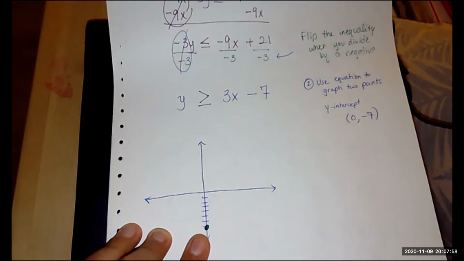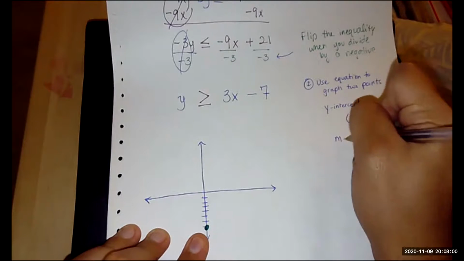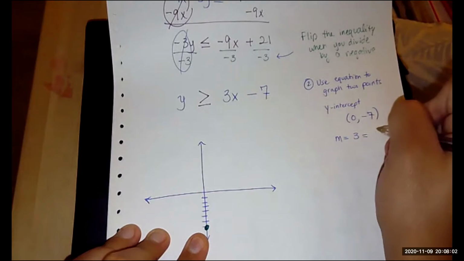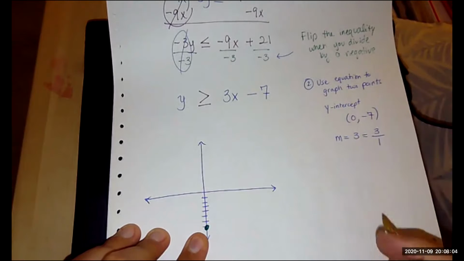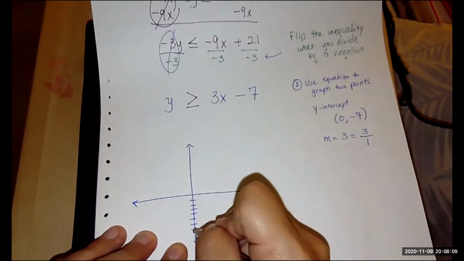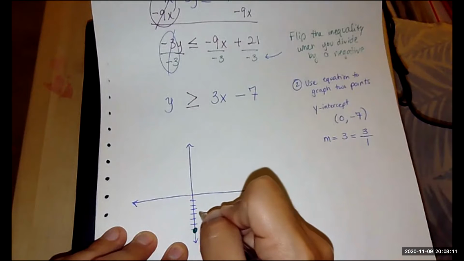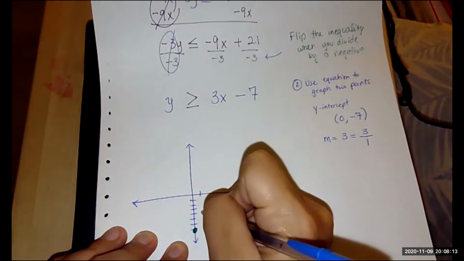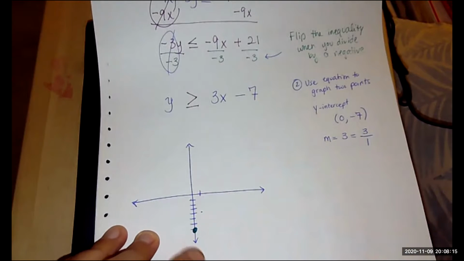And then I'll use the slope, which is 3, and it's easiest to use it as a fraction, 3/1, which tells us to go up 3 over 1. So we're going to go up 1, 2, 3, and then we're going to go over 1 to right here. That will be our second point.